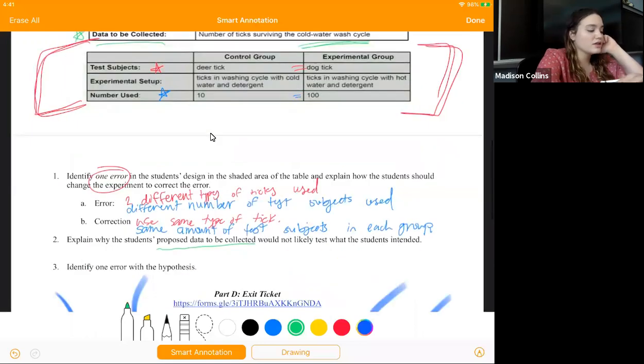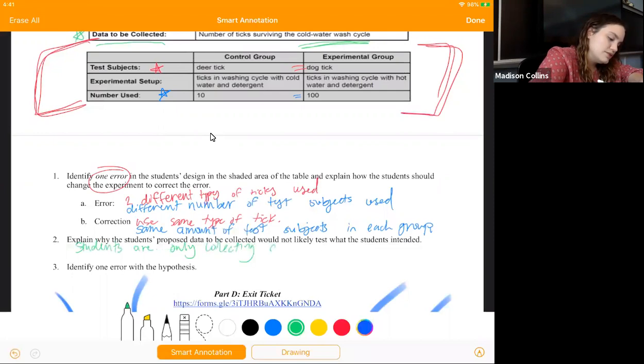No. So the students' proposed data collected would not test what the students intended, because they are only collecting data about the cold water cycle. And because of this, they won't be able to test their hypothesis.